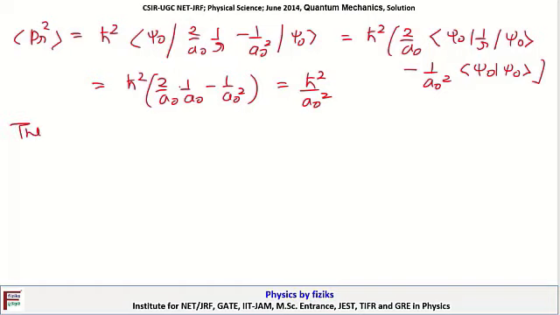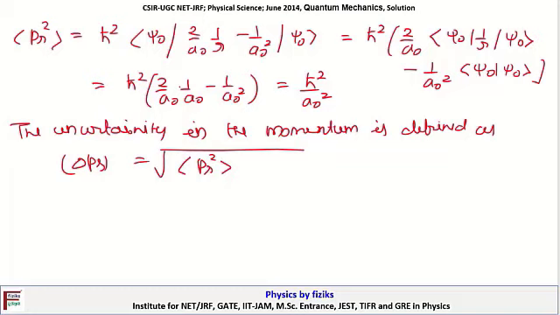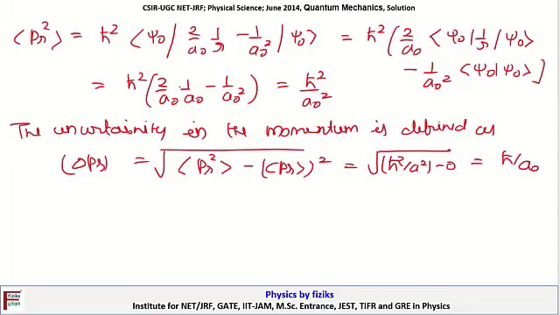Take the uncertainty in the momentum, defined as delta P_r equals root of expectation value of P_r square minus the square of the expectation of P_r, that is, root of h cross square by a naught square minus 0, equals h cross by a_0.